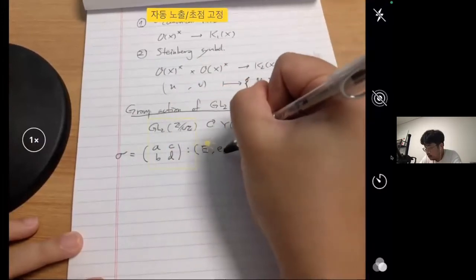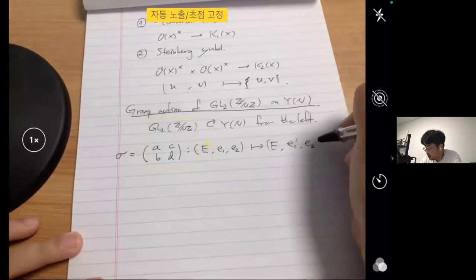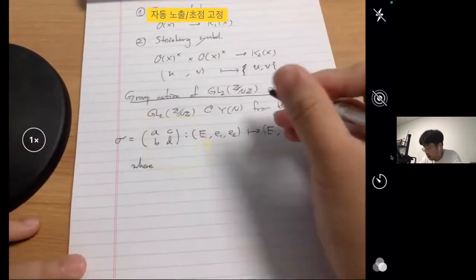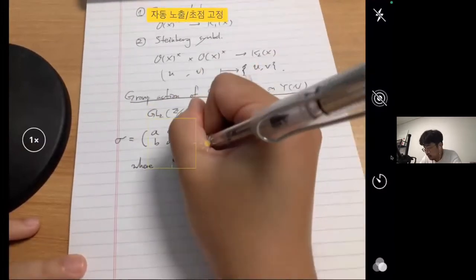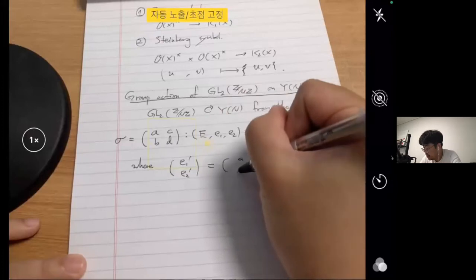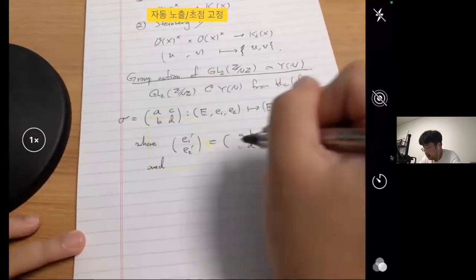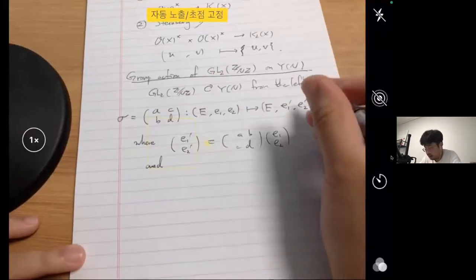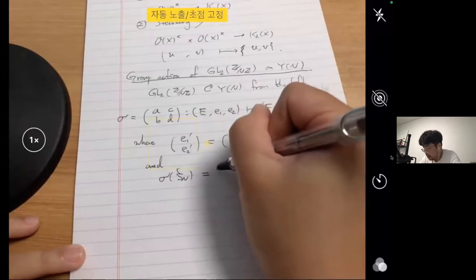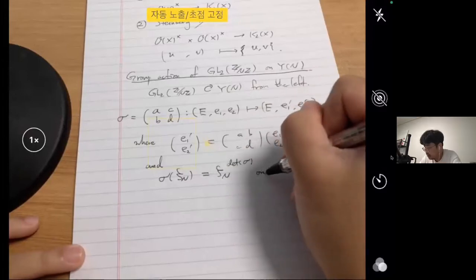Then E1, E2, the point will be the same elliptic curve, but E1, E2 will become different, where E1 prime and E2 prime satisfy the following equality. Here we use the usual A, B, C, D. And the constant field is Q zeta n. So sigma acts on zeta n by zeta n to the determinant of sigma on the constant field.